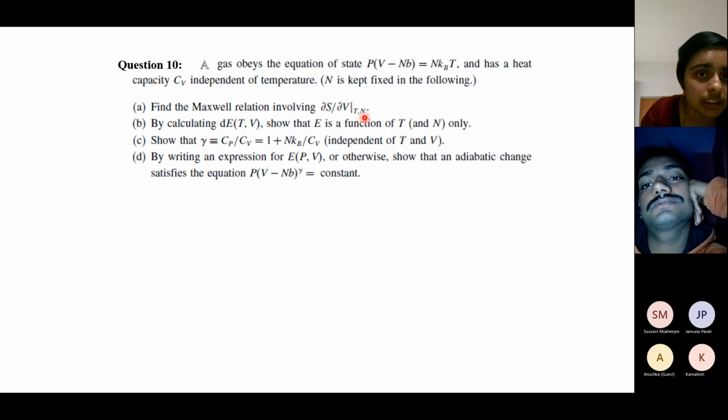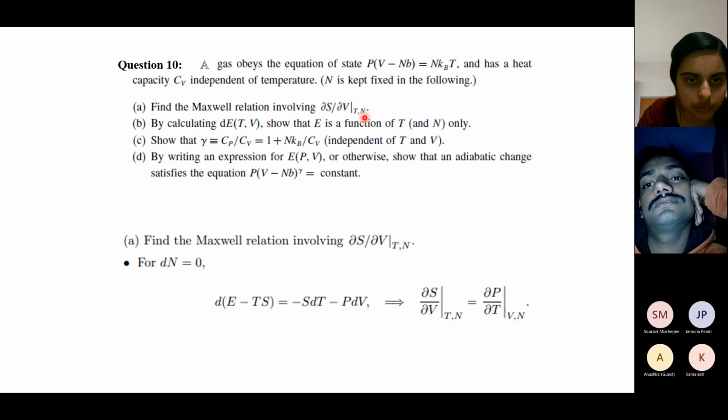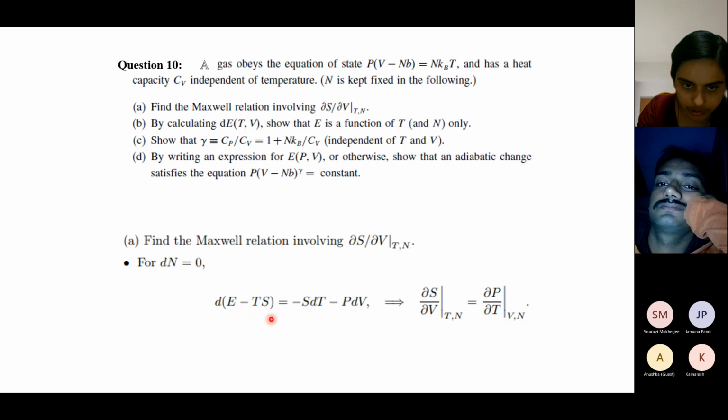That's fine. So what should be the thermodynamic potential to start with? If you look at the Helmholtz free energy, it depends on temperature and volume. The hint here is that it's del S del V, so you are differentiating with respect to V, keeping T constant. So you have to look for the thermodynamic potential which depends on V and T, and that is the Helmholtz free energy.